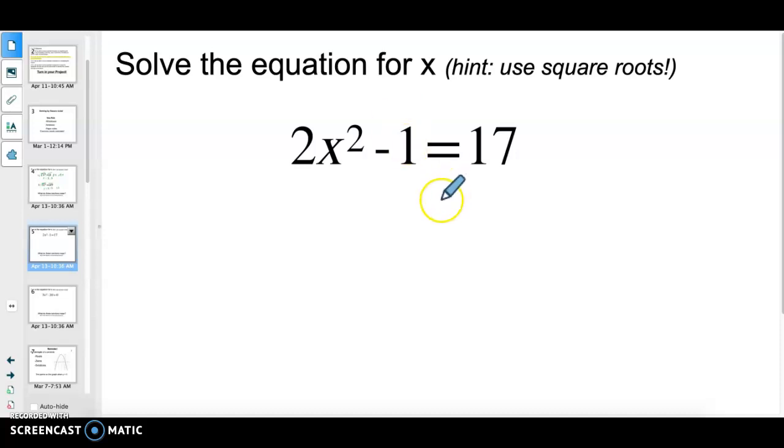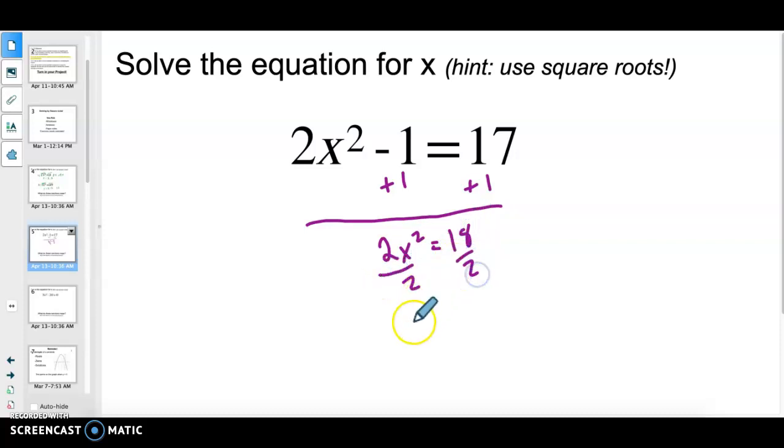In the last example, you had a multi-step quadratic equation. So here we still have an x squared, so we want to get that x squared by itself. So hopefully what you did was you added 1 to each side. So you had 2x squared equals 18. And then you divided by 2 on each side. So we got x squared equals 9.